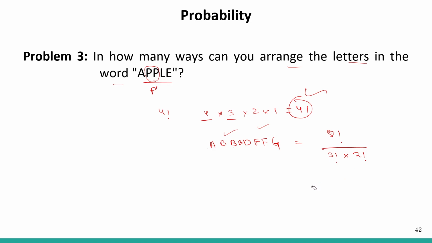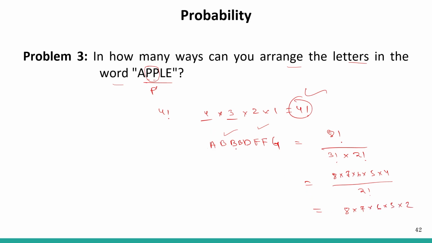Okay, so let's see whether it will be the same or different. It will actually be 8 into 7 into 6 into 5 into 4 by 2 factorial. That will be equal to 8 into 7 into 6 into 5 into 2, right?